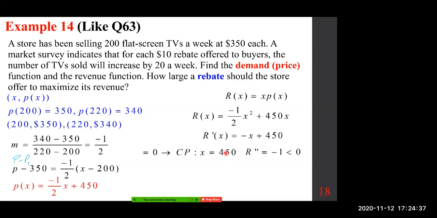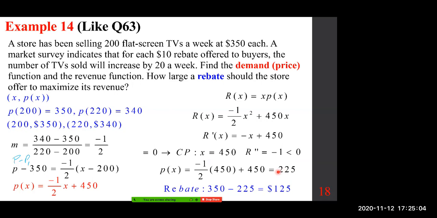So what is the price, everybody? Plug in 450. The price will be 225. What would be the amount of rebate? Well, we were selling it for how much? $350. Now 225. So the rebate is 125. So one more time, x equals 450. Put it in here. And that's a price. But the price was originally 350. So what is the difference? The amount of rebate.